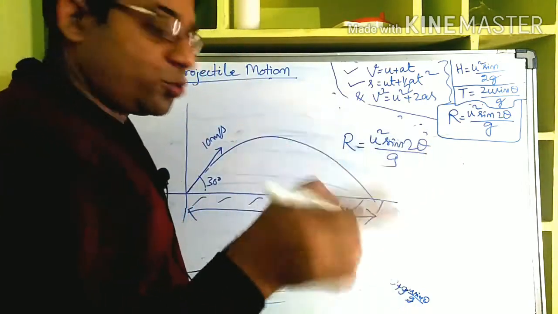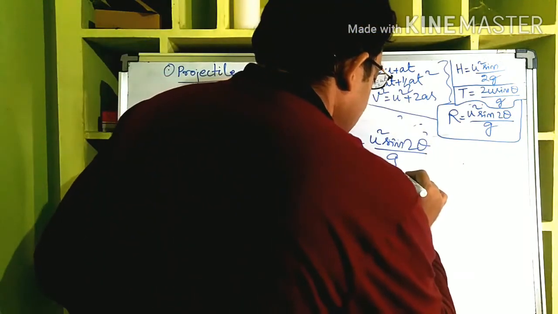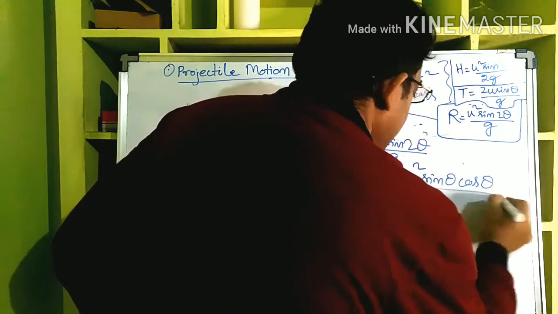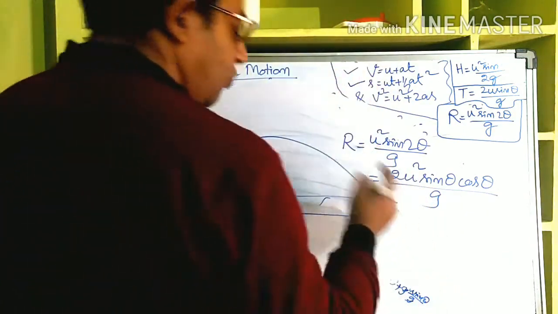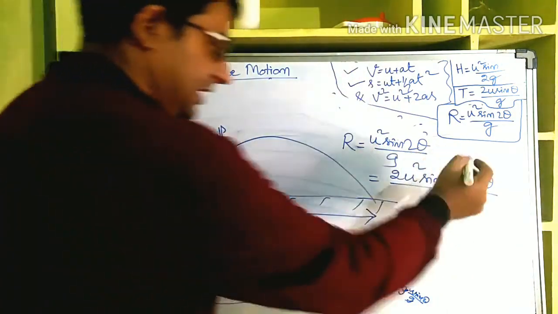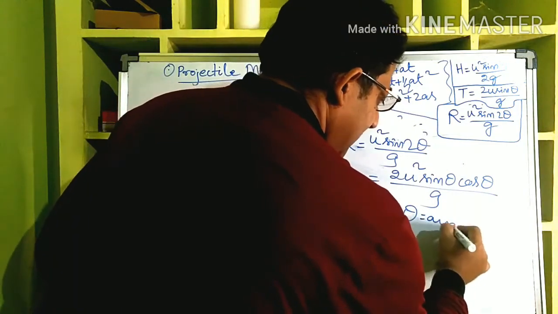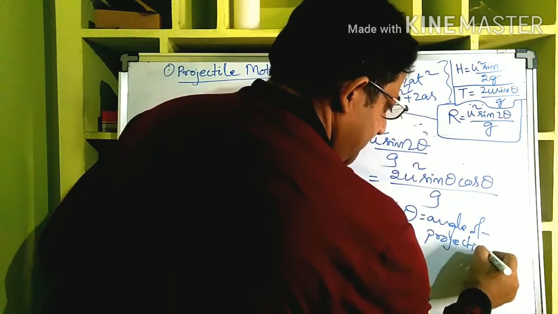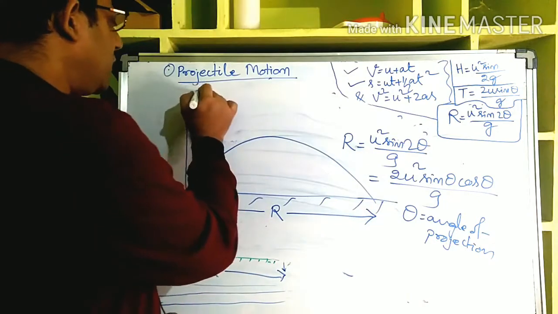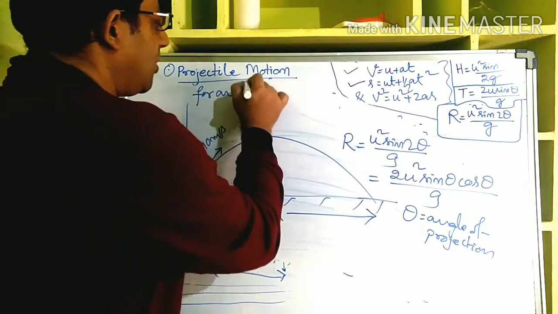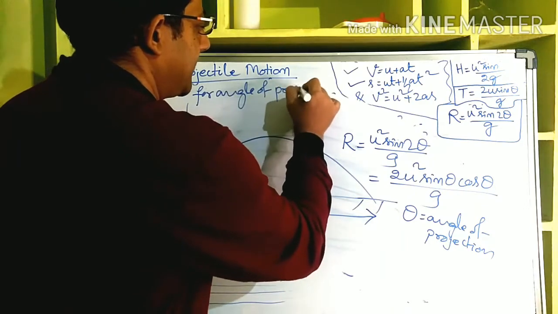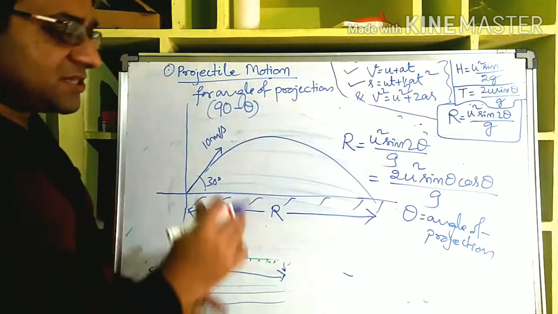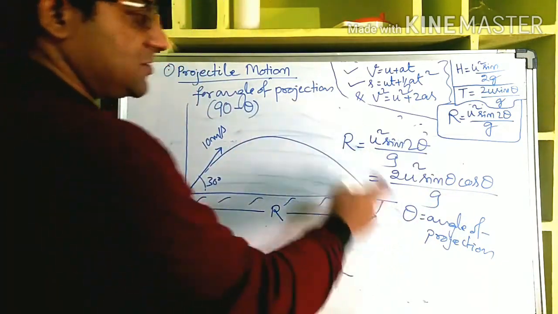Now sin 2 theta is equal to 2 sin theta cos theta. So what I can write? 2 u square sin theta cos theta by g. Here, what is the angle with which it is thrown? Theta, right? Theta is the angle of projection, we call it. Angle of projection is theta. For angle of projection 90 minus theta, we will see what will happen in this formula.